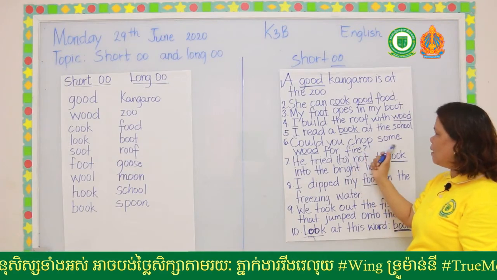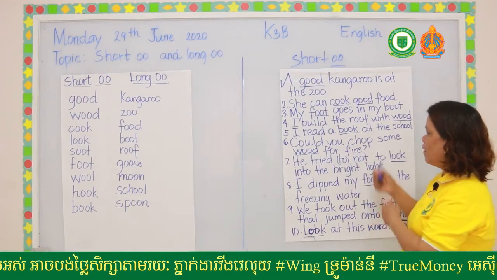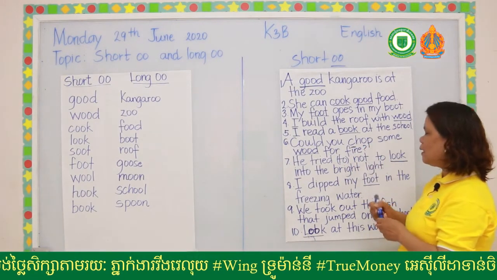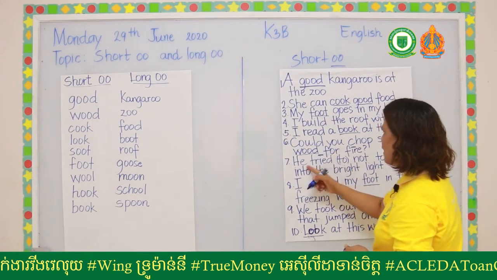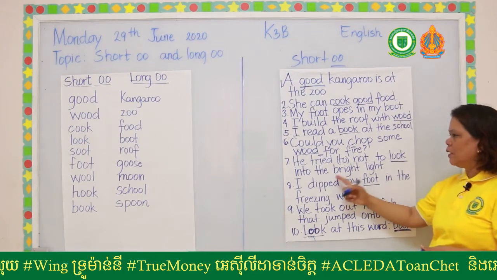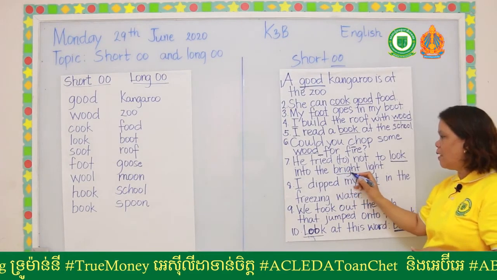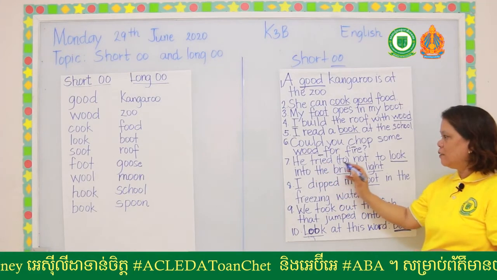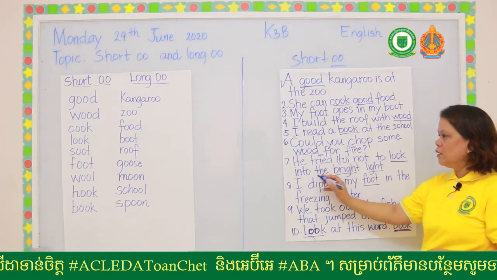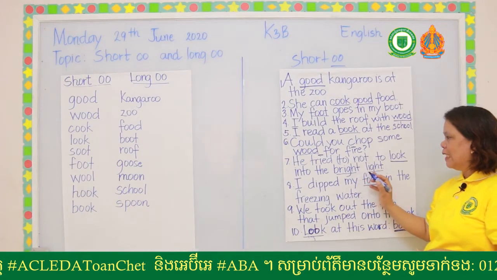Could you chop some wood for fire? Fire is a long sound. He tried is a long sound too, okay? He tried not to look into the bright, this is bright light. Okay, again, he tried not to look into the bright light.